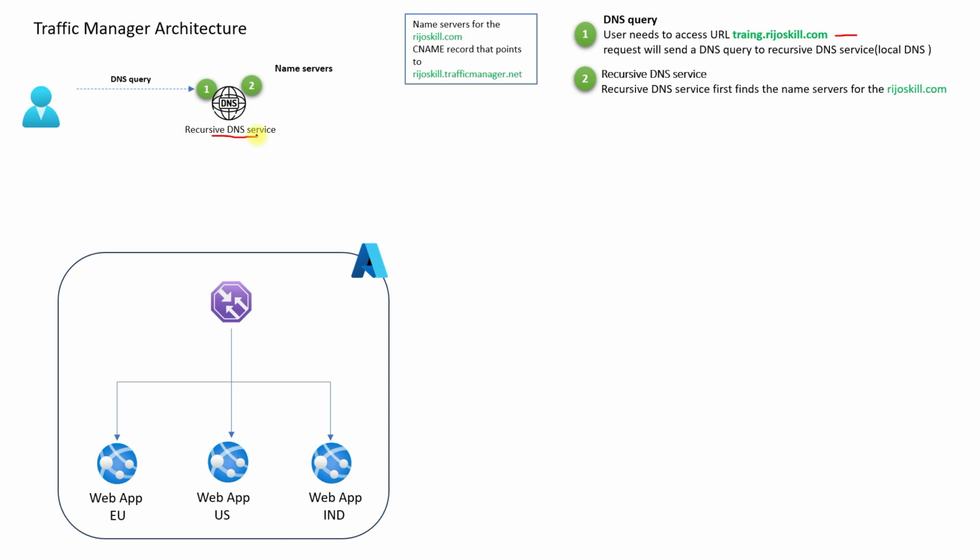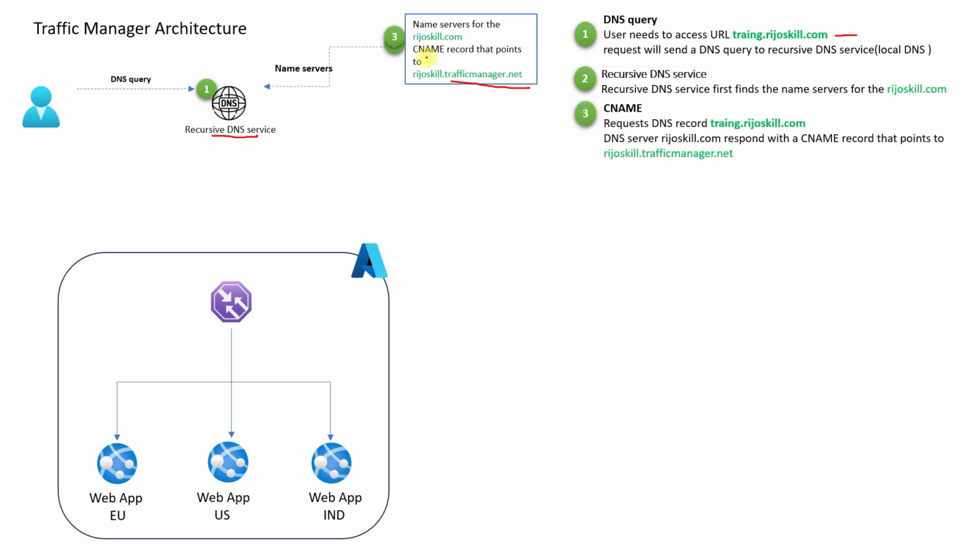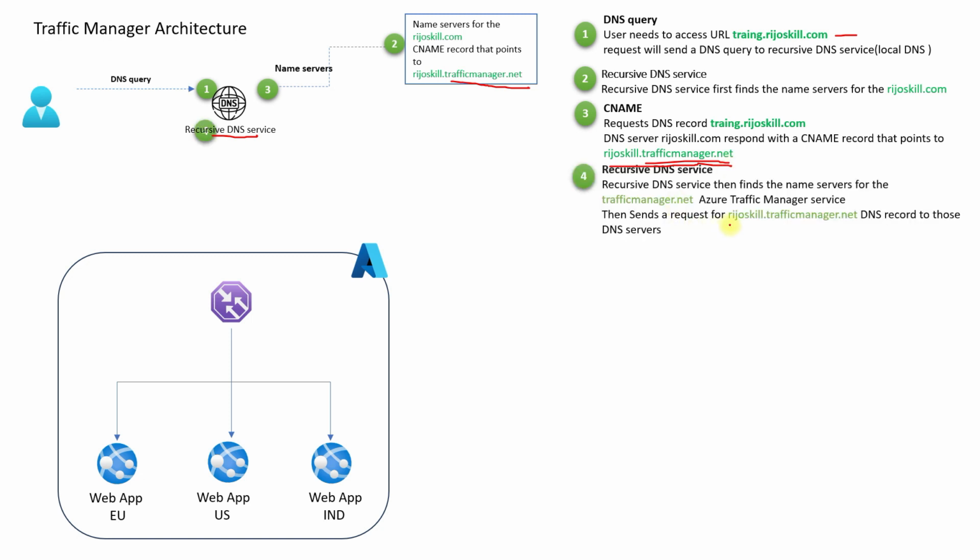Then it checks that name server for training.regoskill.com. It gets a CNAME record saying that training.regoskill.com points to the trafficmanager.net name. So the name server responds with the CNAME, and the recursive DNS receives it. Now the recursive DNS needs to find where this trafficmanager.net is. Finally, it finds trafficmanager.net in the Azure Traffic Manager service, so the traffic will be passed to our trafficmanager.net.